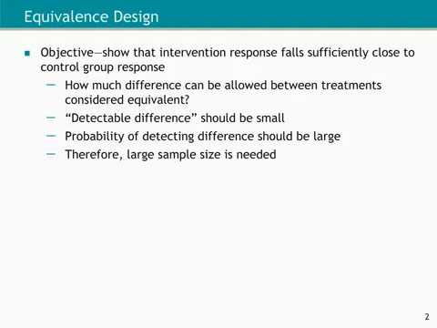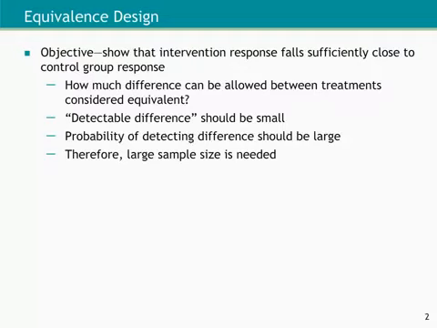First, I'm going to introduce the equivalence design. In the equivalence design, the objective is to show that the intervention response falls sufficiently close to the control response. That is, we are trying to demonstrate the equivalence of the two treatments. We could never show that the two treatments are exactly equivalent because that would require an infinite sample size. So with the equivalence design, an important question that we have to address very early on in the design process is how large can the difference be between two treatments for the treatments to be considered equivalent?